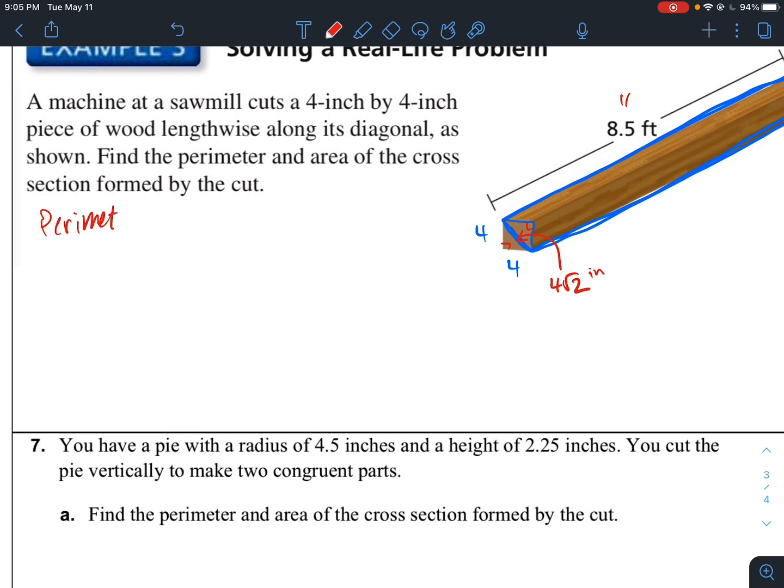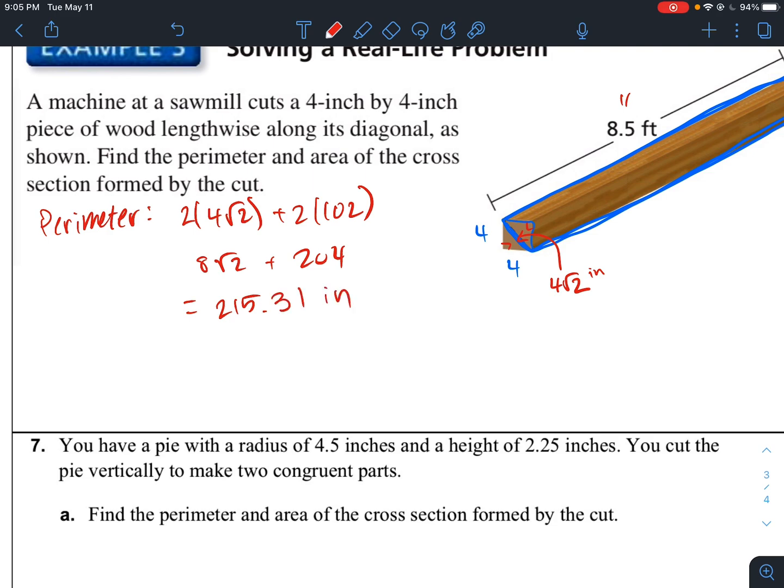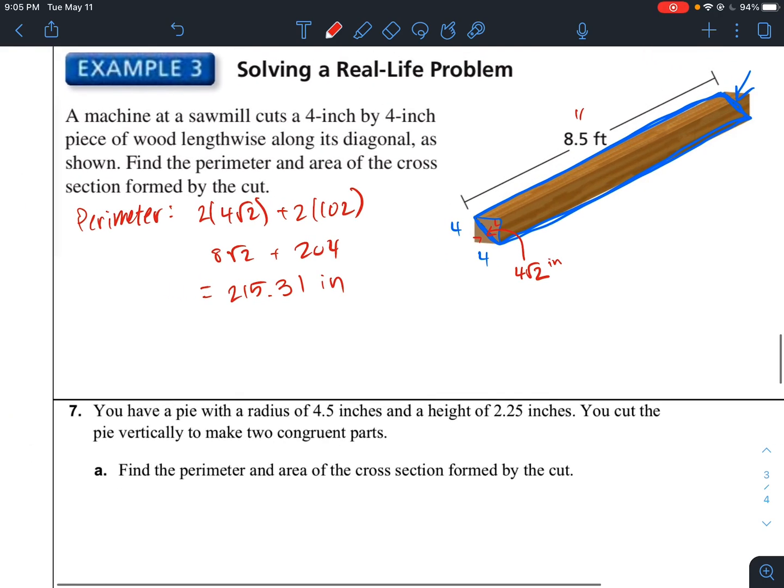So the perimeter is 2 times 4 square root of 2 plus 2 times 102. Okay, and so like I said, that's going to be 8 square root of 2 plus 204. I'm just performing the calculations right now in my calculator, and when I add that up, I get 215.31 inches. So that's the perimeter of this cross section.